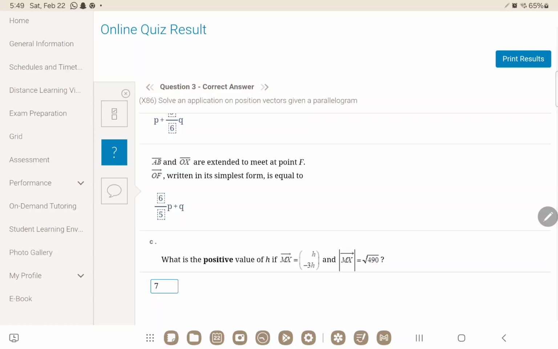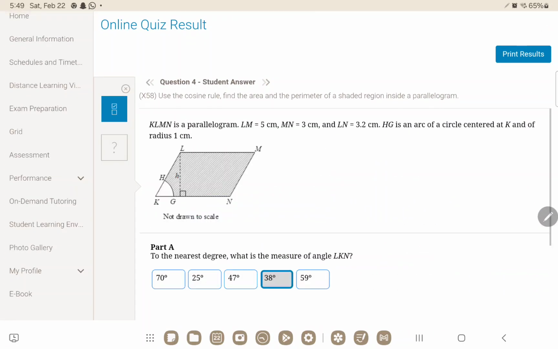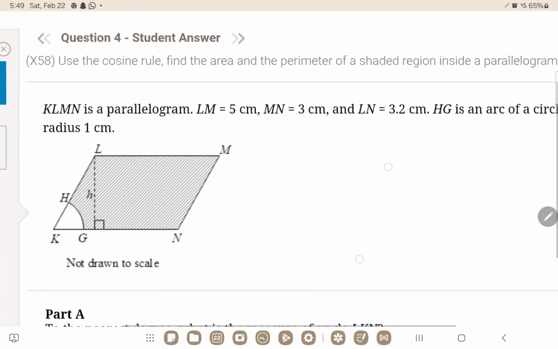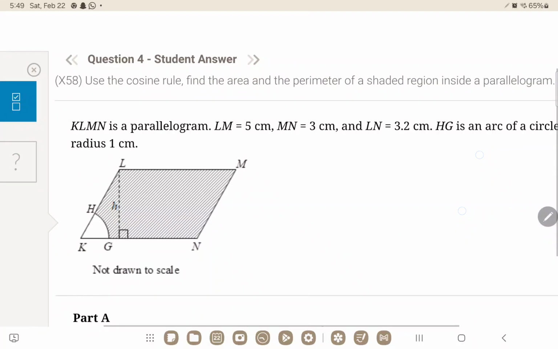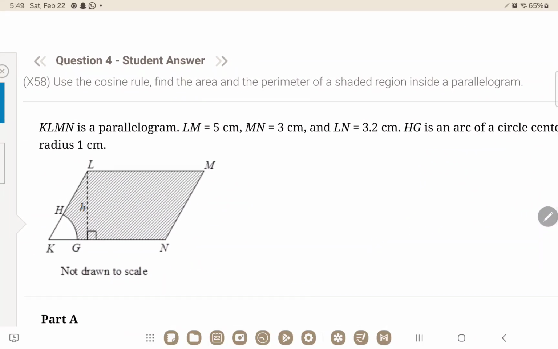Now, let's move on to the next question. Okay, this question, we've seen it like a million times. Really easy once we know how to do it. You have a parallelogram, and they gave you all the lengths, and let's solve it again. So KLMN is a parallelogram. LM is 5, so this is also 5. This is 3, this is 3, and they gave us LN, which is 3.2.